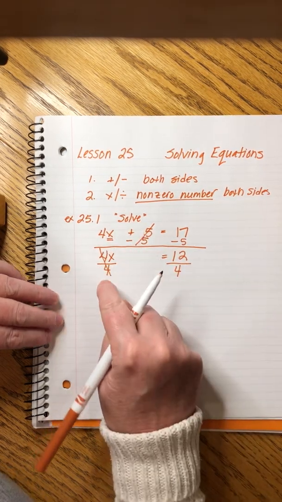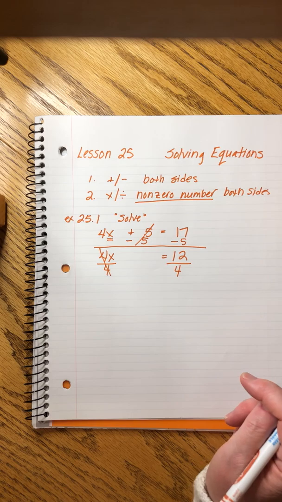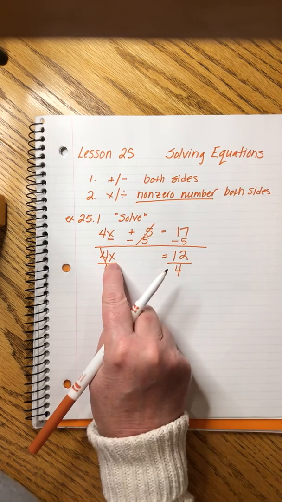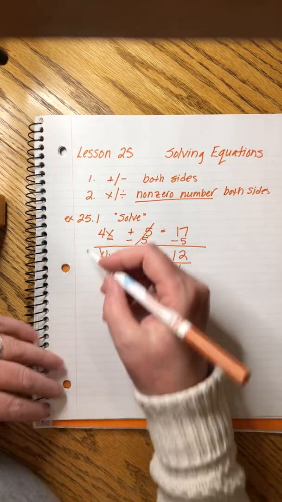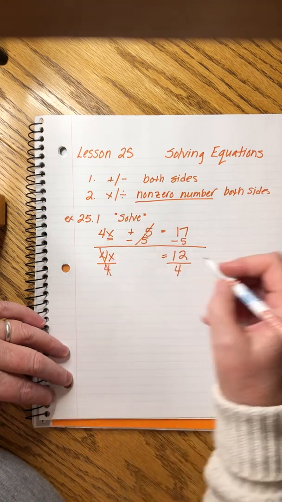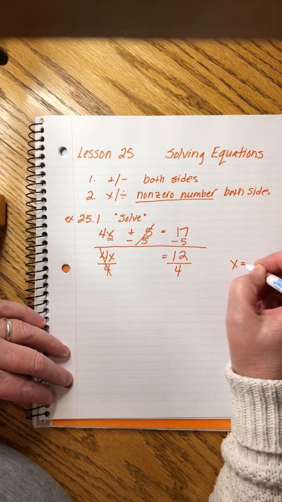That cancels because 4 over 4 is equal to 1. So 1 times x, we don't need the 1, so we can just cancel that. And we get, I'm going to write it over here, x equals 3.